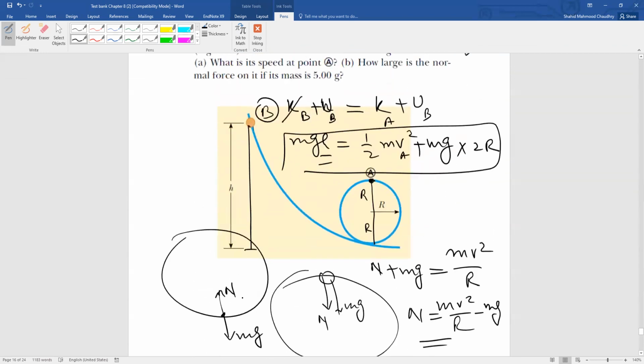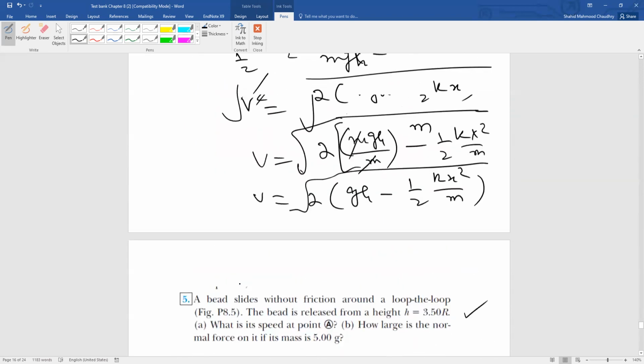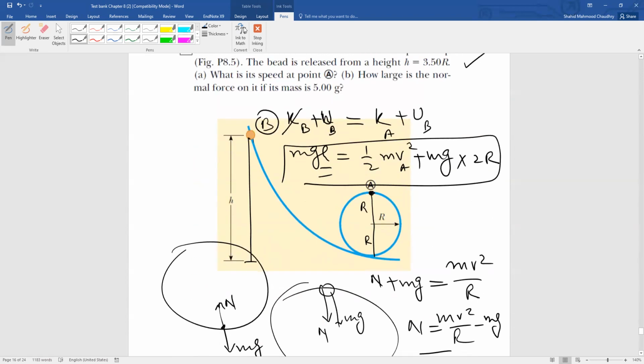So this is all about chapter number 8. And next time, in the next lecture, I will start chapter number 9. Before next week's vacations, I will try to finish chapter number 9. And then we have only one chapter left, that is chapter number 10.